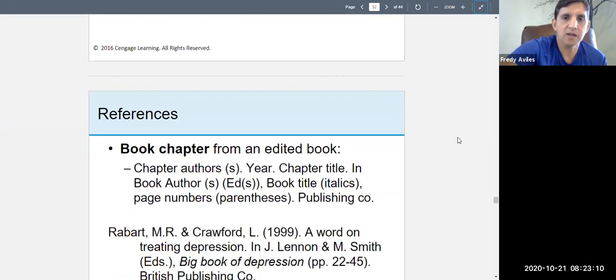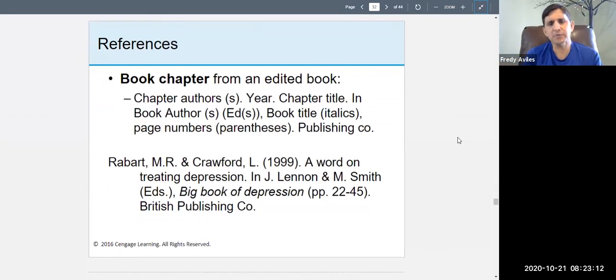Okay, moving on. Book chapter. The book chapter reference is probably the most complicated one. You would use the book chapter method when you find a book where you have editors, the people on the cover of the book, and then every chapter has a different author. Those are usually good books. That means that every chapter has a different expert that wrote it.